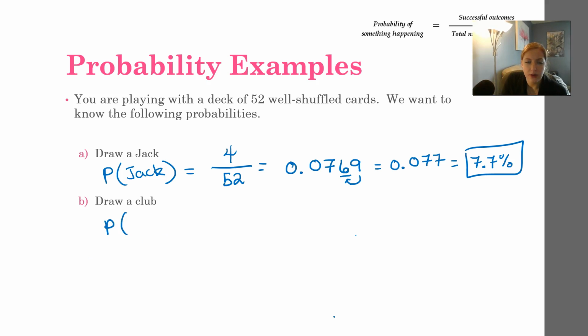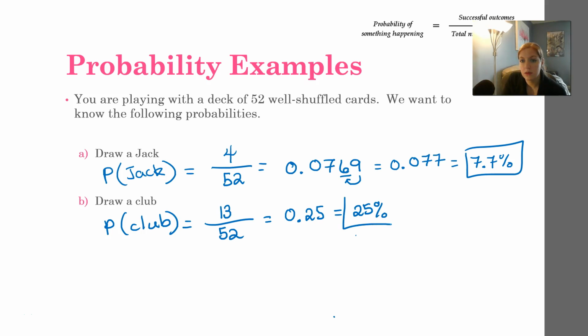How about drawing a club? How many clubs are there in the deck? Well, we talked about this. There are 13 cards of each suit. So in each suit, there's 13 cards, ace through king. Out of 52, go ahead and calculate that. 13 divided by 52 is going to be 0.25, which is 25%. Remember, you're just moving that decimal 2 spots to the right. Always 2, never more, never less. So, a 1 in 4 shot that you're going to get a club.